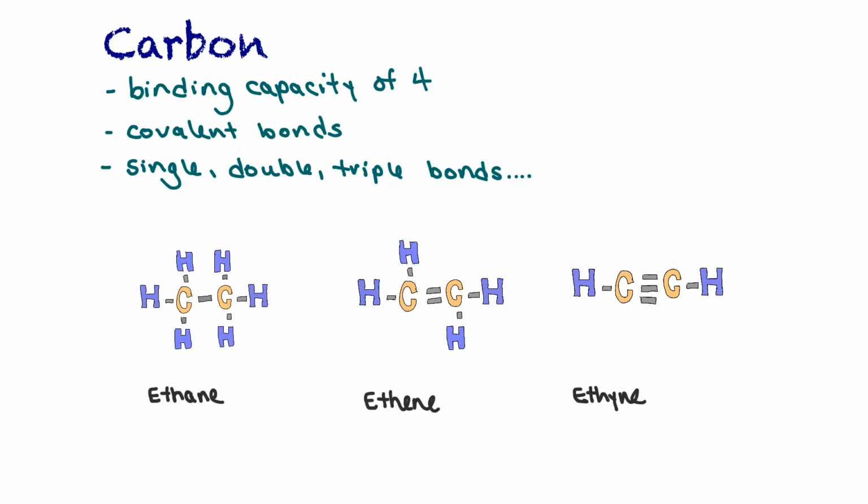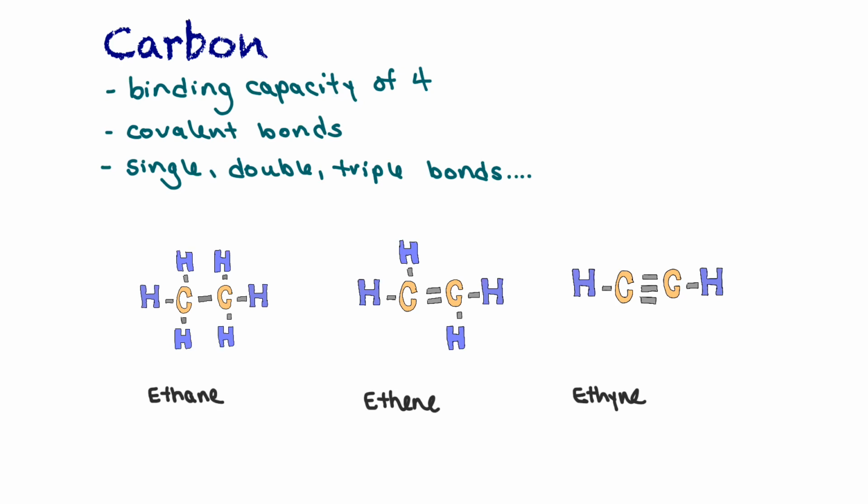So we're going to take a look at carbon right now. Carbon is very important in terms of organic compounds because it forms the backbone of all biochemical molecules. And carbon is special because it has a binding capacity of 4, meaning that it has 4 electrons in its valence shell. So it needs to gain 4, share 4, or give up 4 to form an ionic compound, which is quite rare. So in this case, it forms covalent bonds because it wants to share electrons with other atoms.